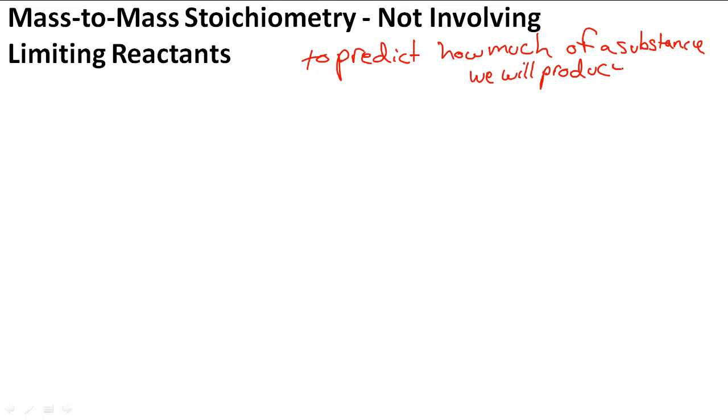So during a chemical reaction, we can predict how much of a substance we probably will produce if we have a certain amount of reactants. We should get a certain amount of products based on the law of conservation of mass and other things. So to predict how much of a substance we will produce, we use mass-to-mass stoichiometry.